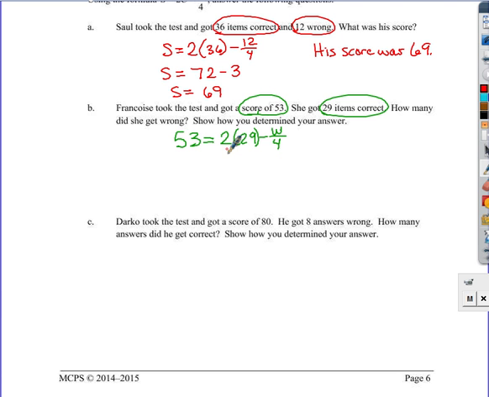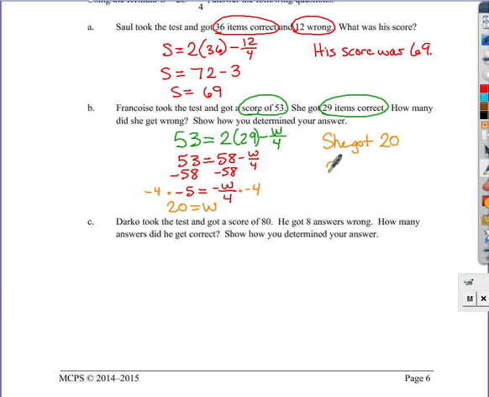So first step, multiply 2 times 29, and we get 58. We're going to subtract 58 from both sides. So we get negative 5 equals negative W divided by 4. In order to get rid of a negative, we're going to multiply by a negative 4. And a negative times a negative turns us into a positive 20. So I need to answer the question, how many did she get wrong? She got 20 questions wrong.